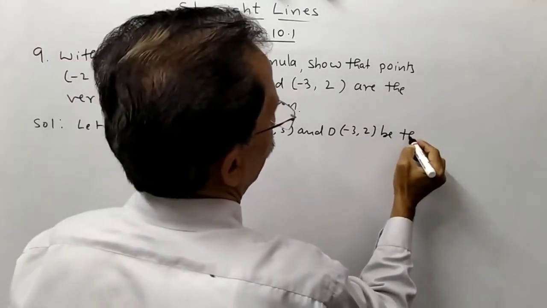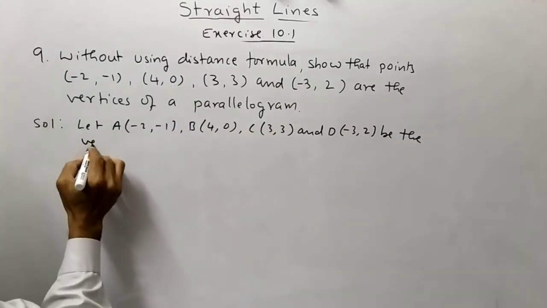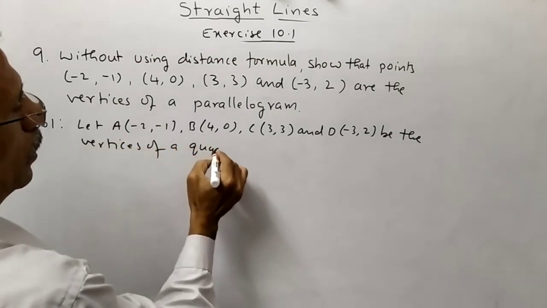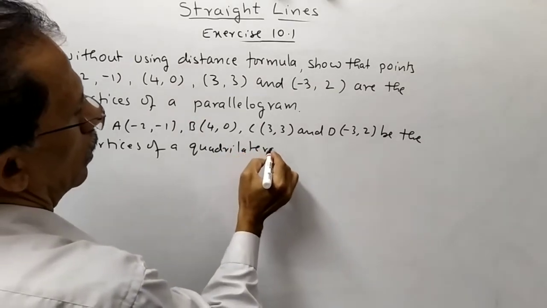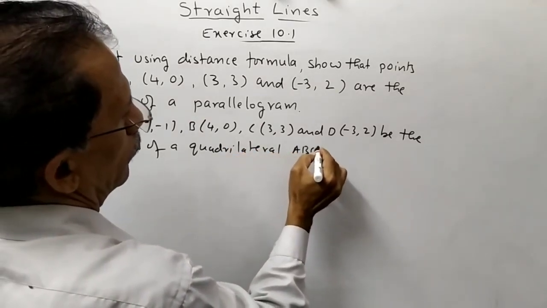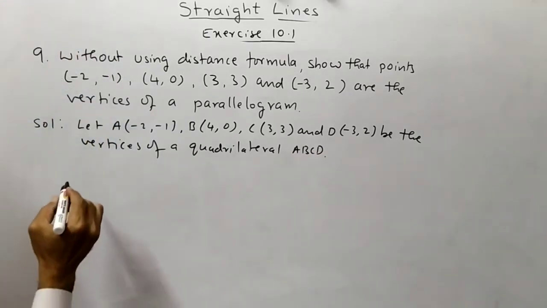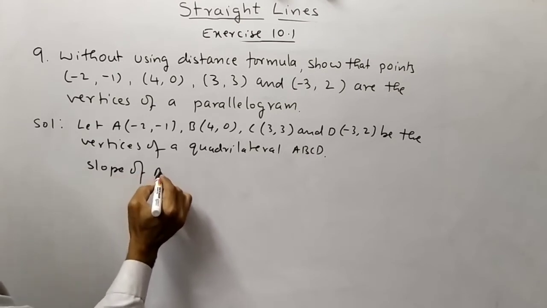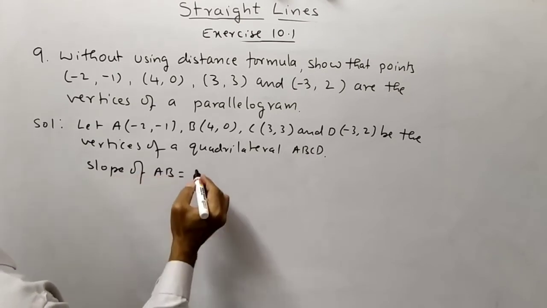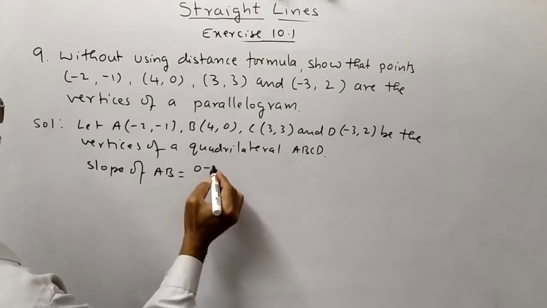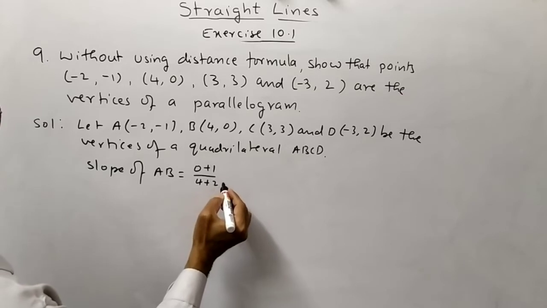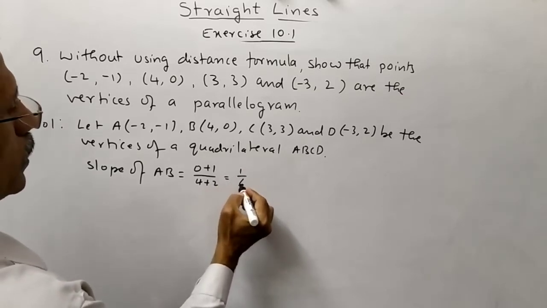be the vertices of a quadrilateral ABCD. Slope of AB is equal to (0 minus of -1, plus 1) divided by (4 minus of -2, that is plus 2), so is equal to 1 by 6.